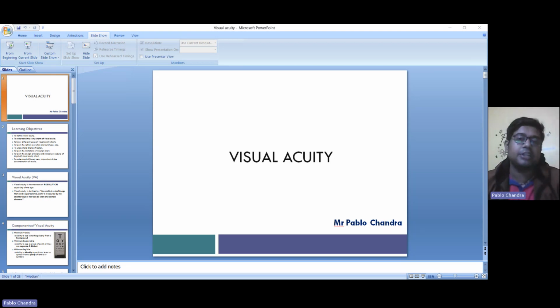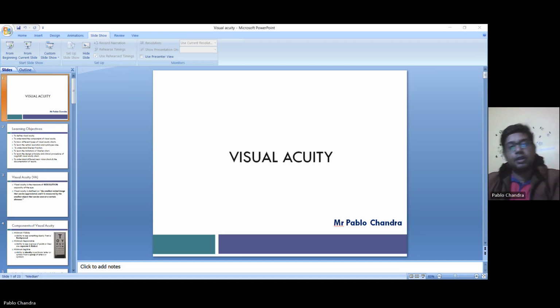Usually the distance chart is tested at 6 meters. Why 6 meters? Because 6 meters is known as optical infinity. No clinically significant accommodation is active at 6 meters distance. So that is the reason we consider 6 meters as the normal test distance for measuring visual acuity.